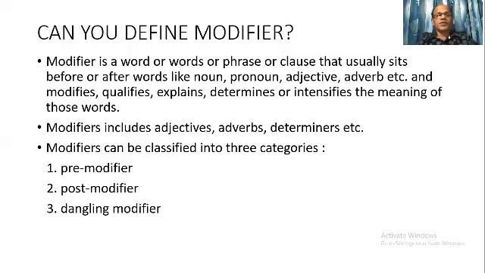Okay, my dear students, now can you define modifier? I hope by this time you have understood what modifier is. Still, I am giving you a simple definition here. Modifier is a word or words or phrase or clause that usually sits before or after words like noun, pronoun, adjective, adverb, etc., and modifies, qualifies, explains, determines, or intensifies the meaning of those words.